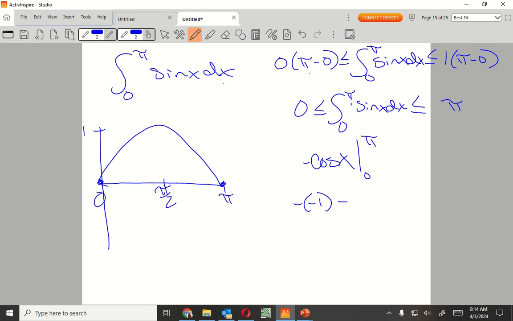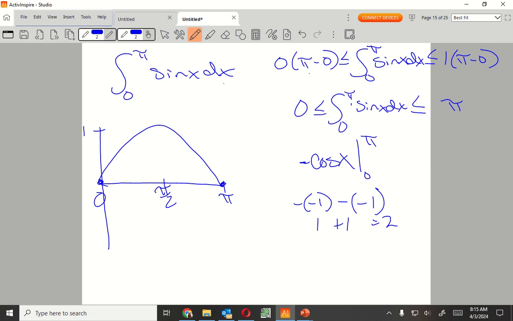minus my lower bound, which is going to be right here. So what is cosine of 0? Positive 1. So it's going to be positive 1, but because there's still that minus sign out front, that's why it's going to get that. So do the math. Negative negative makes that a positive 1, plus 1 equals 2.